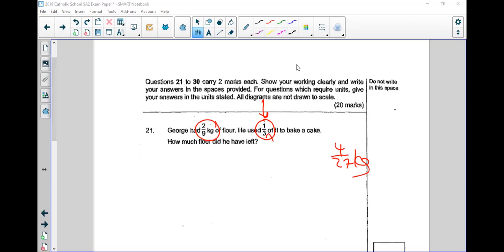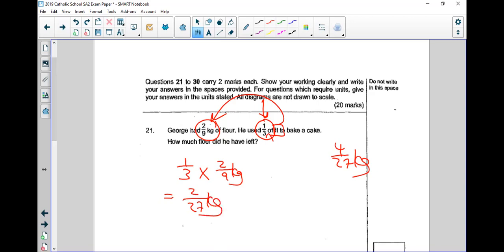Now, he used 1/3 of it to bake a cake. So you have to go and find how much he used. So he didn't use 1/3 kg, right? You have to go and find how much is 1/3 of it. And what is it? It refers to the flour, which is 2/9 kg. This is what your teacher has taught you, right? So 1/3 of the flour. So 1/3 times 2/9. And then you will get 1 times 2 and 3 times 9.